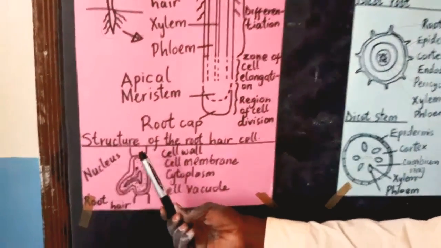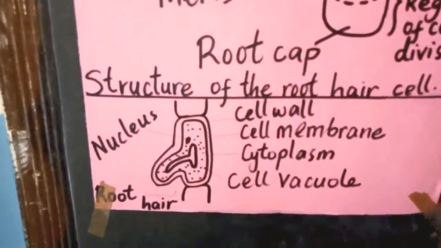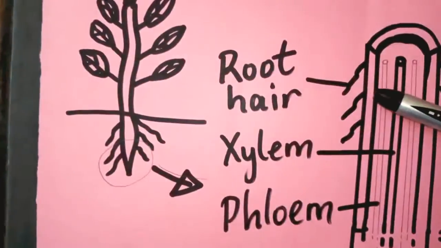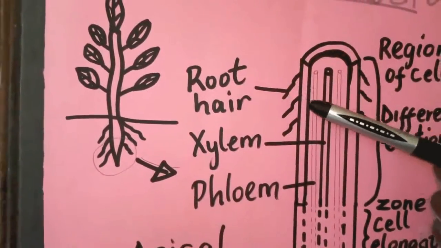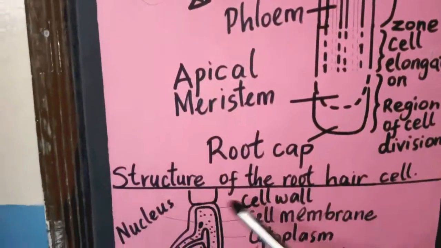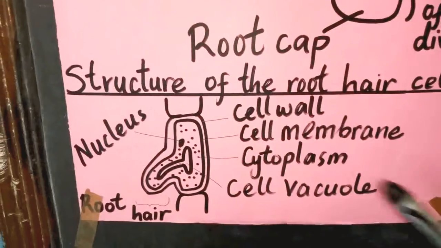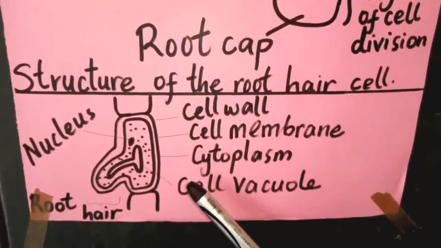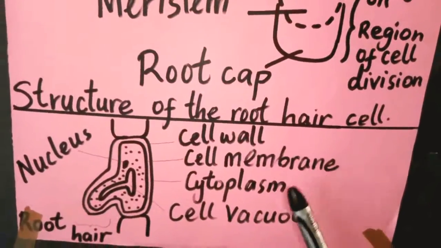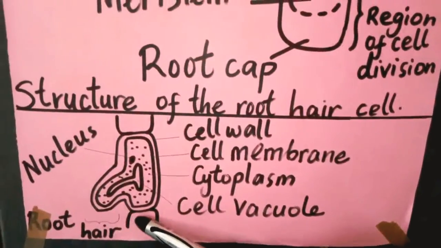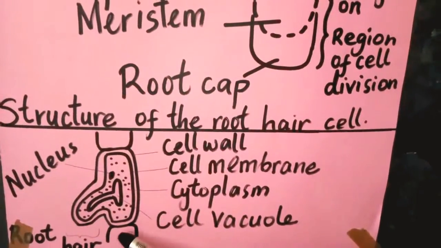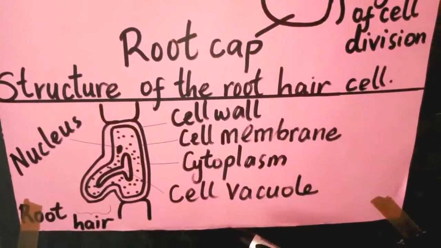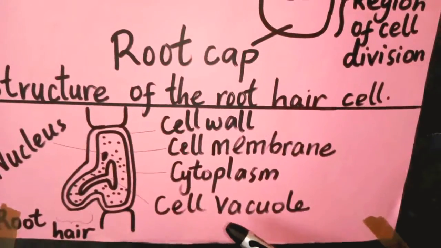I would like us to look at the structure of the root hair cell. Remember, the root hairs are these small hairy structures that we saw up here, above here, I think you can remember. But right now, I would like us to look at the structure of the root hair cell. I said earlier that inside the root hairs, there are some cells which are referred to as the root hair cells. When you look at the structure of the root hair cell, it is slightly different from the other basic structure of cells that are found in plants.